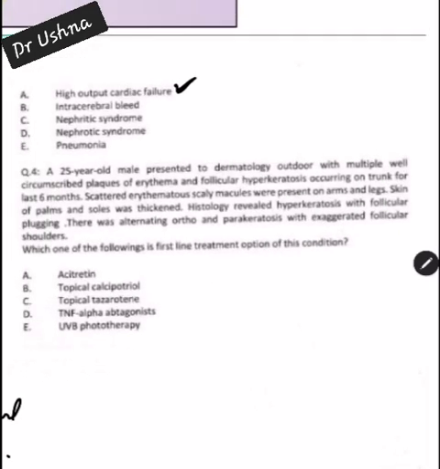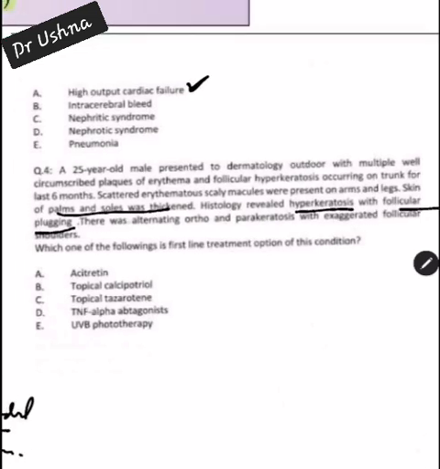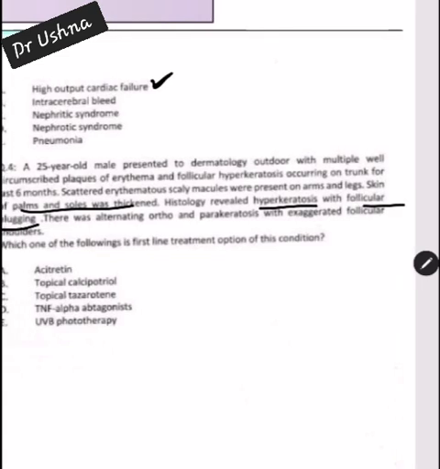A 25-year-old male presented to dermatology outpatient with multiple well-circumscribed plaques of erythema and follicular hyperkeratosis occurring on the trunk for the last 6 months. Scattered erythematous scaly macules are present on the arms and legs. Palms and soles are thickened with hyperkeratosis and follicular plugging. So you can see the histology is very important for understanding the MCQ. Alternate ortho and parakeratosis, exaggerated follicular shoulder. These are the two important clues for shoulder parakeratosis and alternate ortho and parakeratosis, which is a checkerboard pattern.